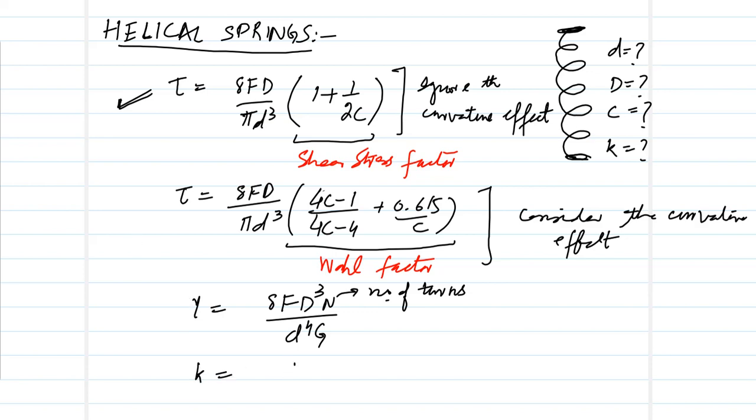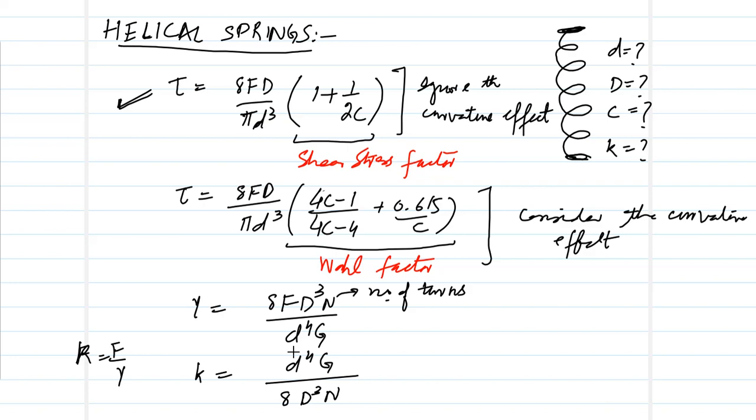Whereas K can also be derived from the y relation, K equals F over y, and you get d to the power 4 G divided by 8 D cube N. So these are certain relations that we are going to use in our problems.